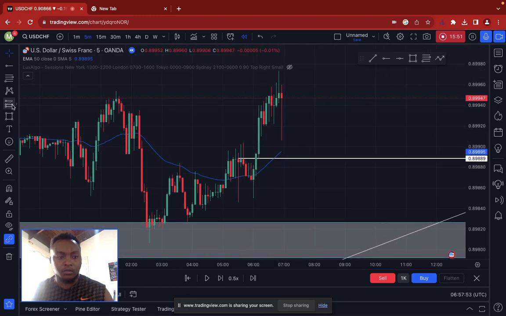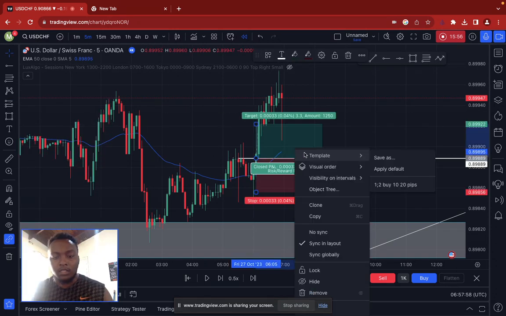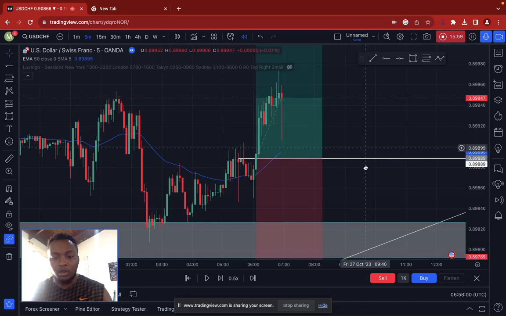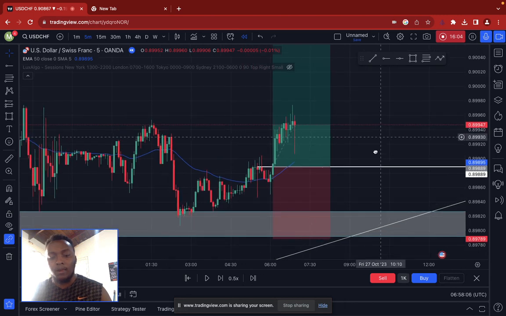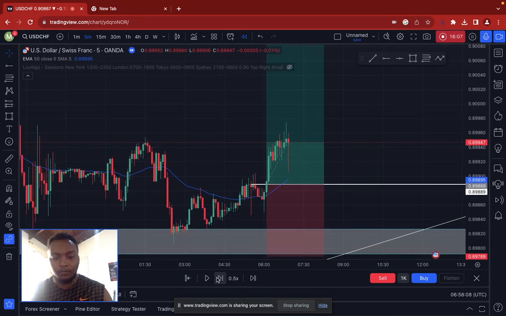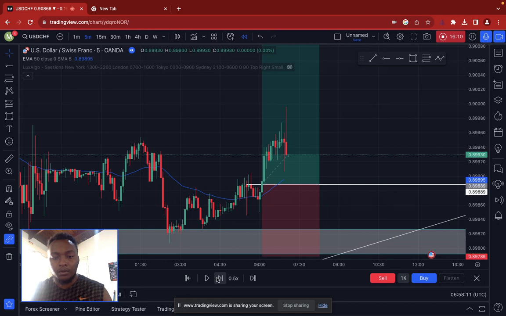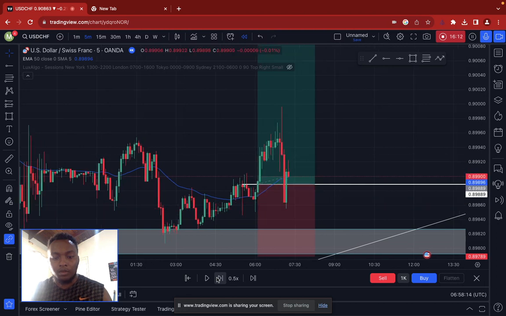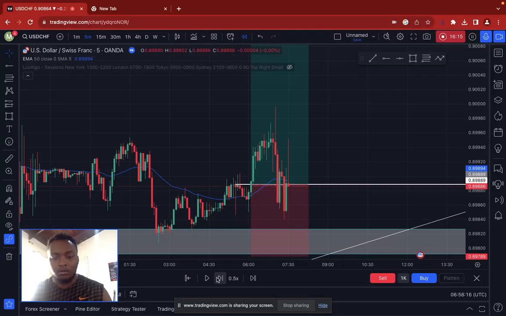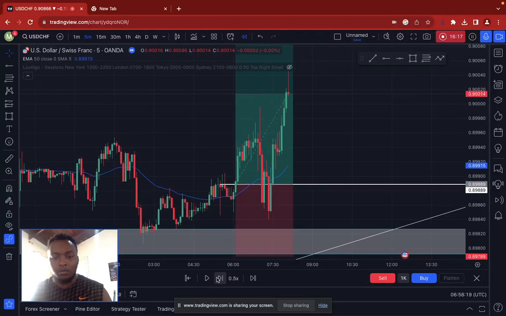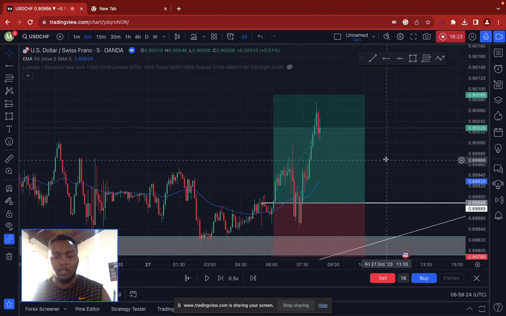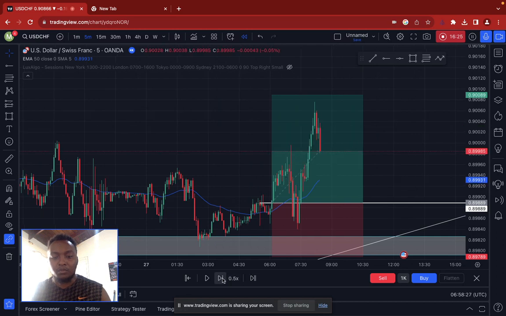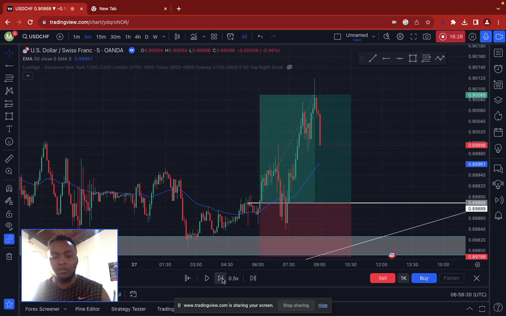M15 and M5. I am so sure that if I was in the marketplace and I saw this, this is exactly what I'll go for, because it is also near my point of interest, POI. So let's see what price does. Price comes down there, right? Price is given a push back to heaven. You can see, guys, even before it pulls back, it had already hit my TP, right?